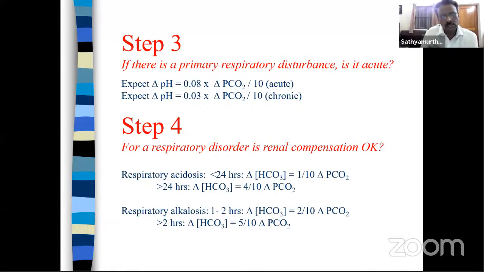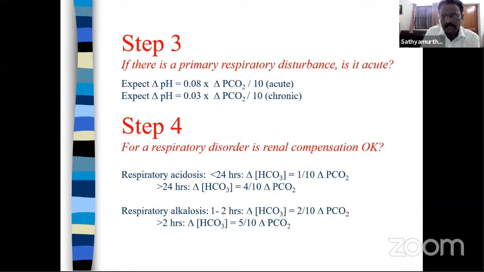Now, going on to the next step. Steps 3 and 4 are for respiratory problems, not for metabolic problems. Step 4 is to calculate the delta bicarbonate. What should happen to the bicarbonate? It should go up in respiratory acidosis, because the PCO2 has gone up. Automatically your kidney tries to retain bicarbonate and bring the pH up to normal. So the delta bicarbonate will be 1 by 10 into delta PCO2.